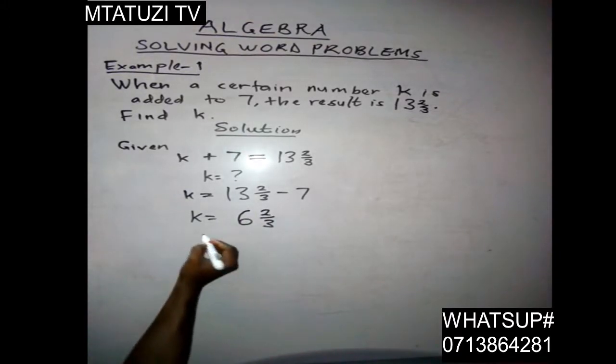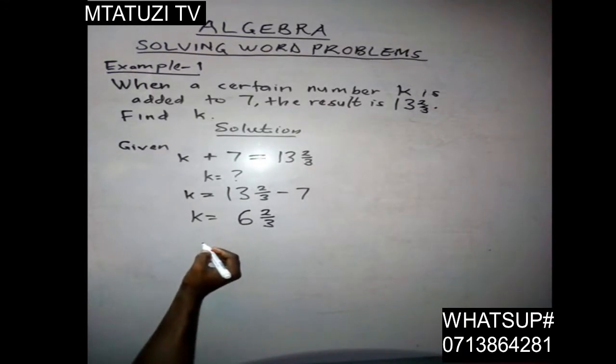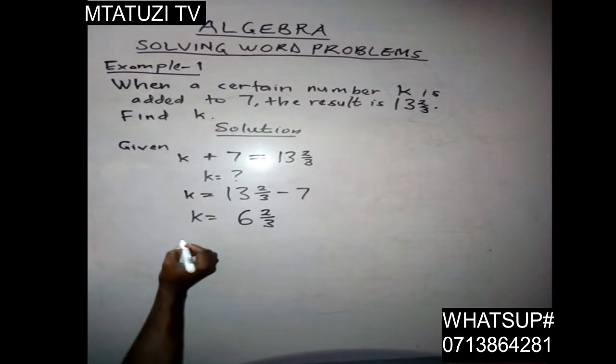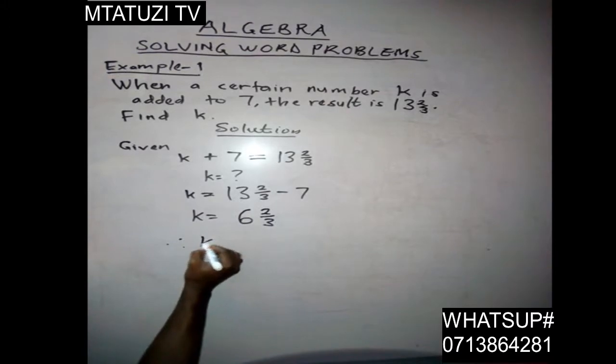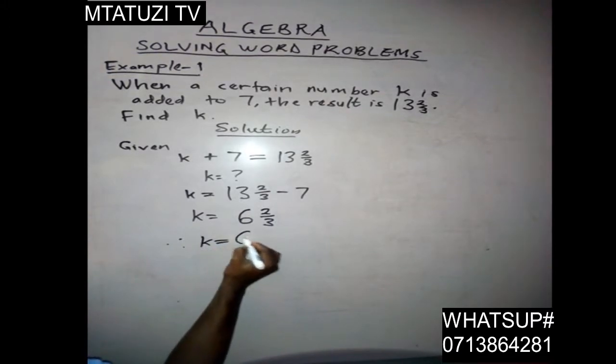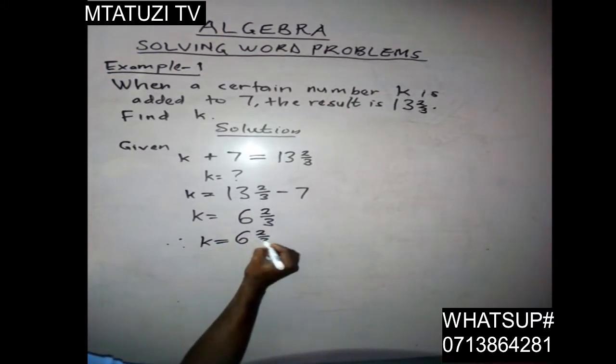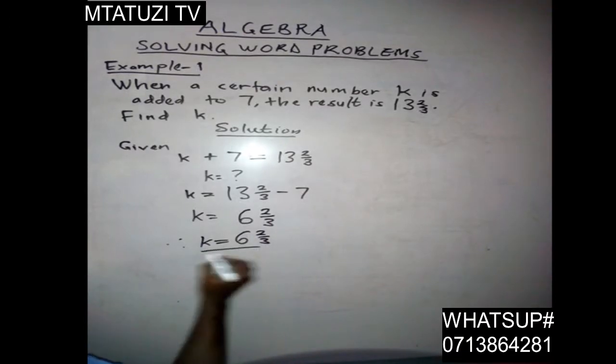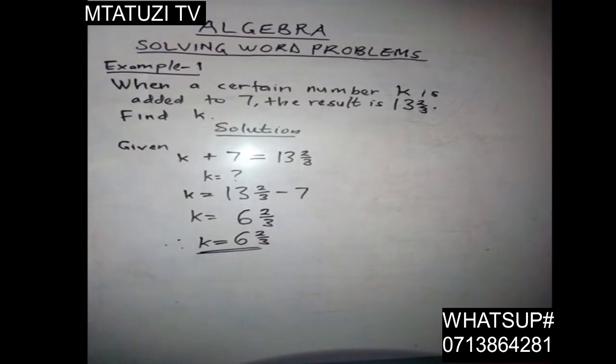Well, therefore, find the value of k. Therefore, the value of k is equal to 6 2 over 3. That is the value of k. Swali letu limeisha.